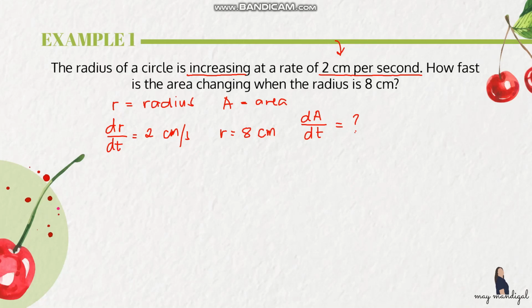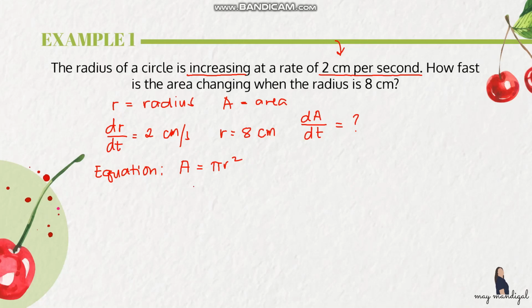Now that you already have the values, the next thing that you have to do is to write the equation. Since what we have here is a circle, and we have the radius and the area, what formula should we use? Again, we're talking about a circle, area and radius, therefore we can use the formula for the area of the circle, which is A equals pi r squared.